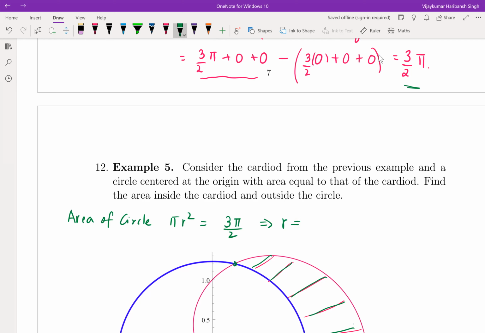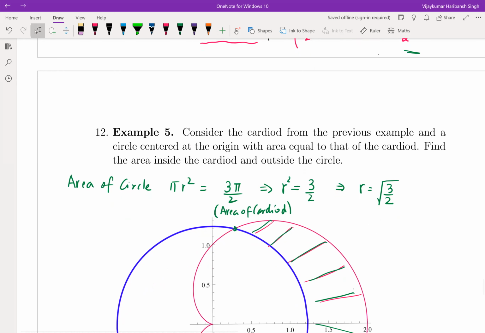You can cancel pi, and you get r squared equals 3/2. So this is the area of the circle, and this is the area of the cardioid. So we have r squared equals this, which implies r equals root 3/2. So we have found it.